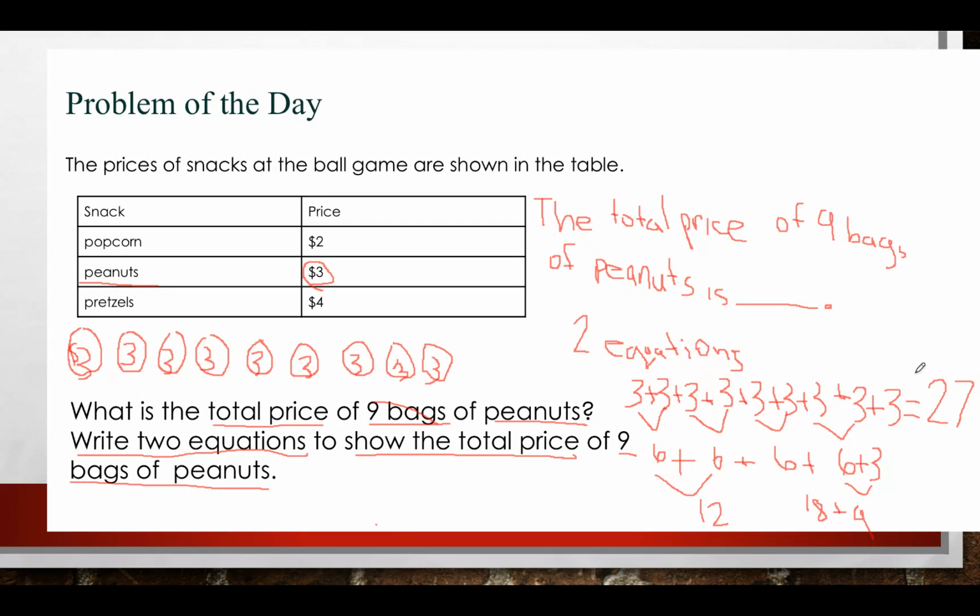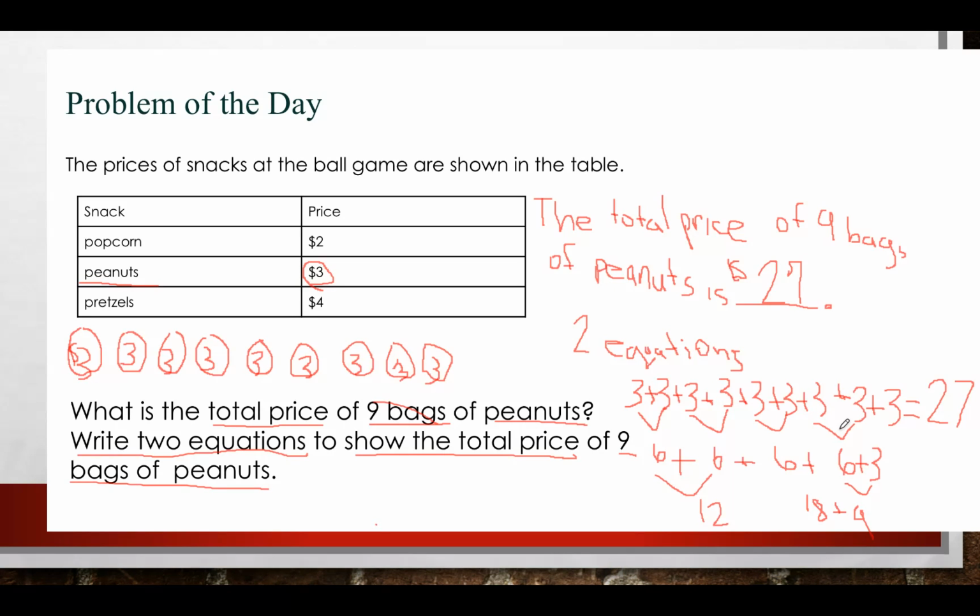All right, so the total price of 9 bags of peanuts is $27. So I'll write 27 in the blank. But I'm not done, because remember I need 2 equations and I only wrote 1.